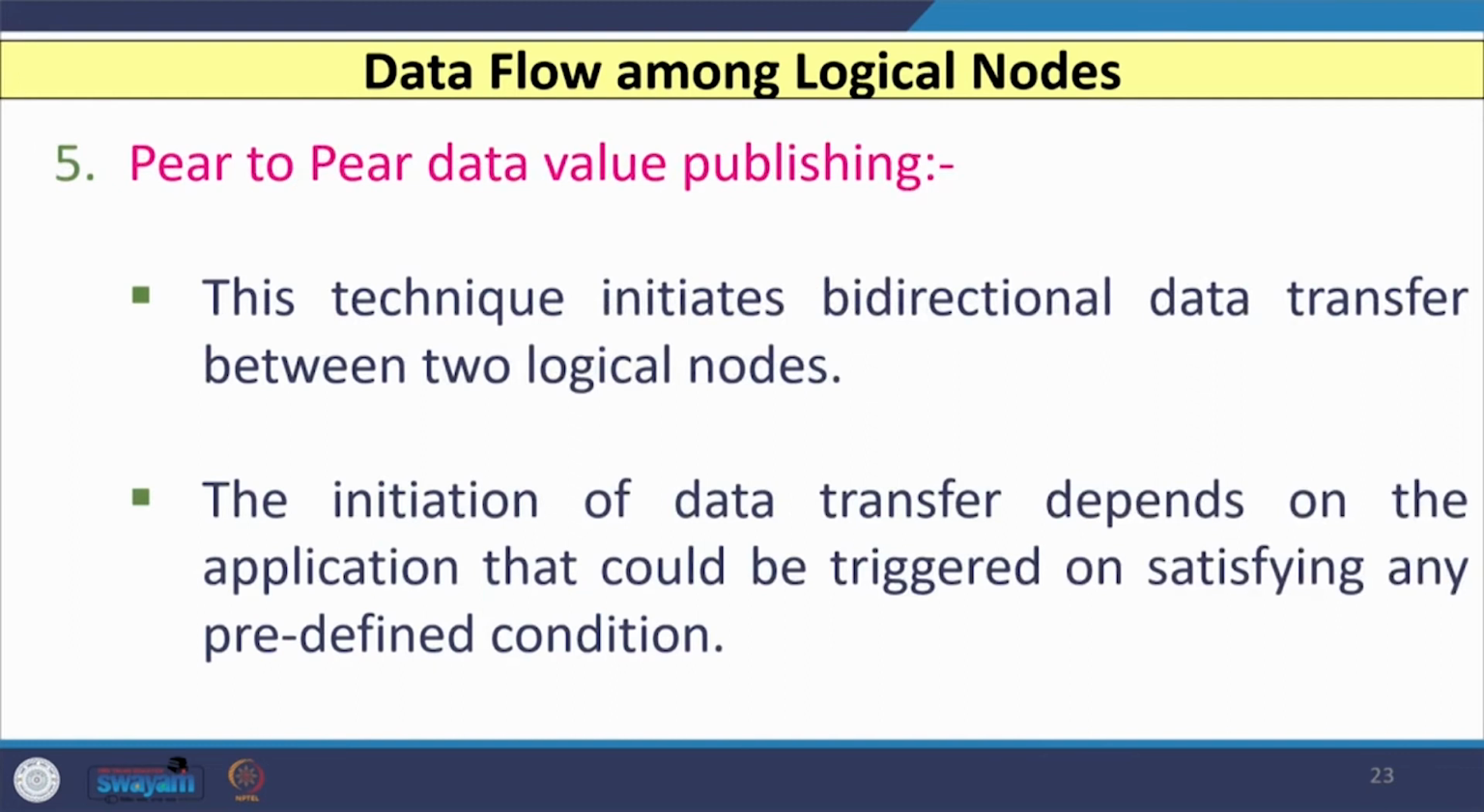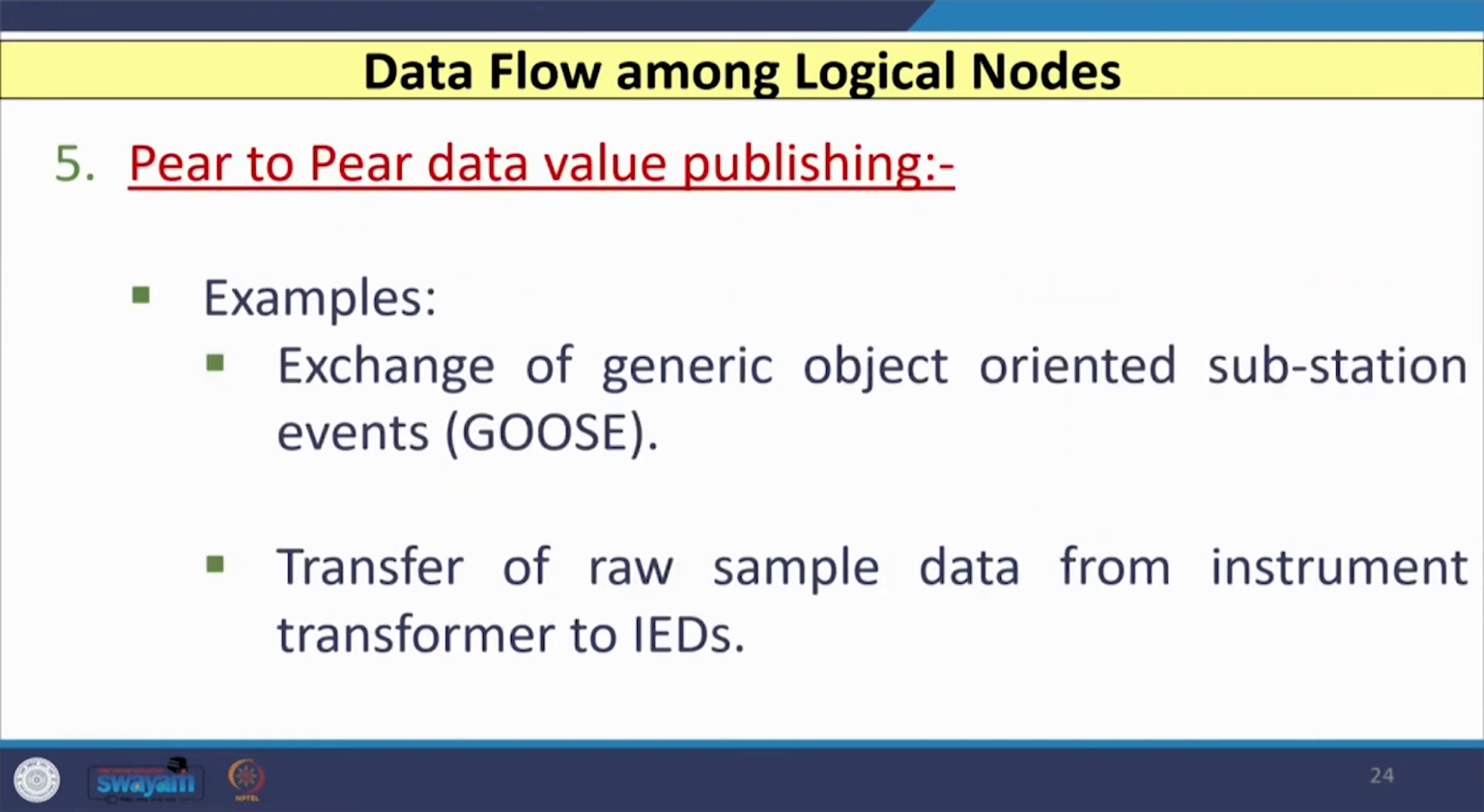The fifth type of method is peer to peer data value publishing. This type of technique initiates bidirectional data transfer between two logical nodes. Initiation of data transfer depends on the application, and it could be triggered on satisfying a particular predefined threshold condition. So, whenever some condition is satisfied, some triggering is done, and then this type of communication, that is peer to peer data value publishing, is carried out.